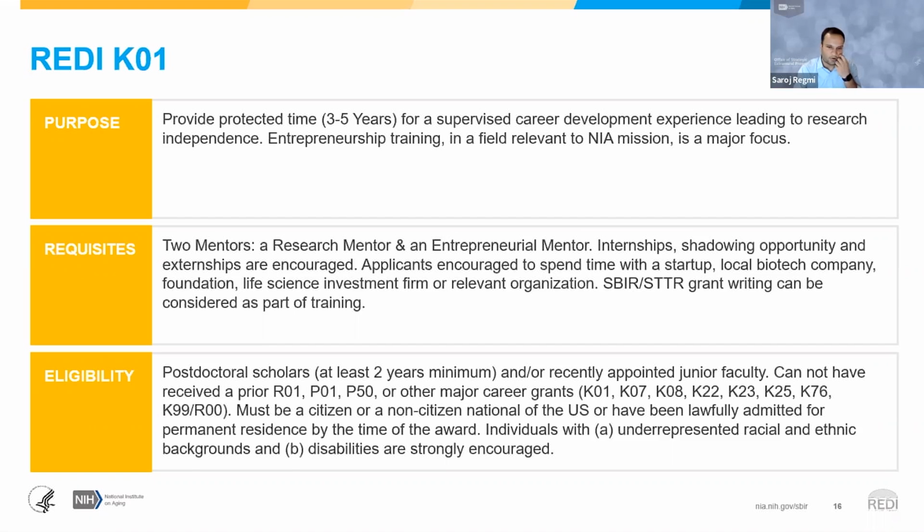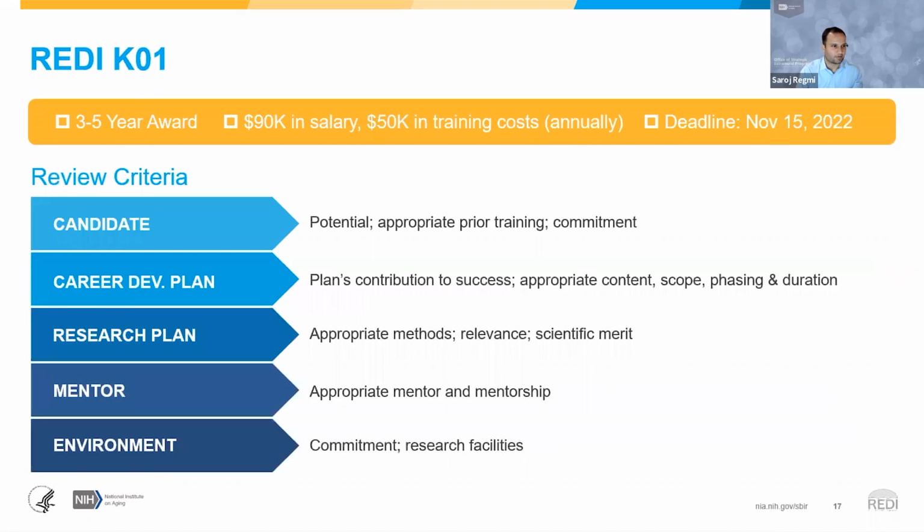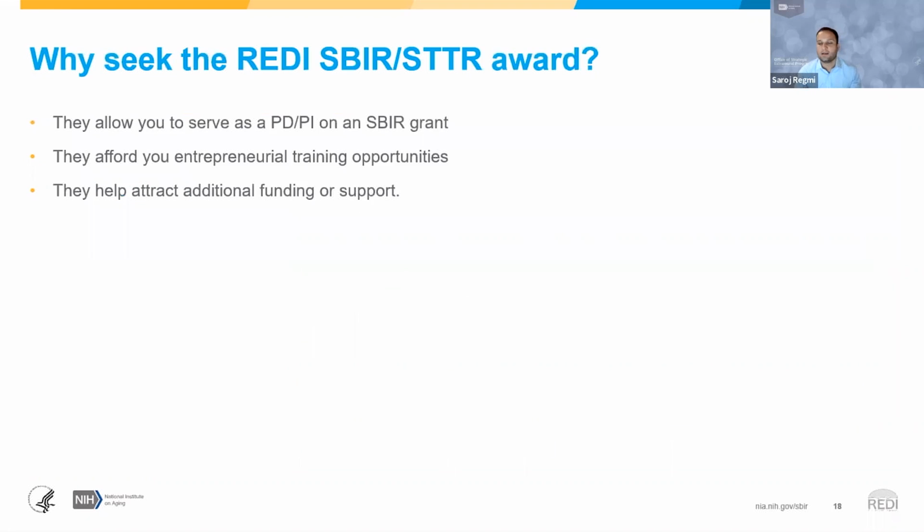Sure. So if you could move to the next slide. And the slide after, I think I already covered that. So let's move on to the second part of the REDI program, the SBIR STTR awards. So seek the REDI SBIR STTR award. First, it allows you to serve as a PD/PI on an SBIR grant. So you actually learn by doing. You understand how to run and become a PI on a startup grant. They also afford you entrepreneurial training opportunities.